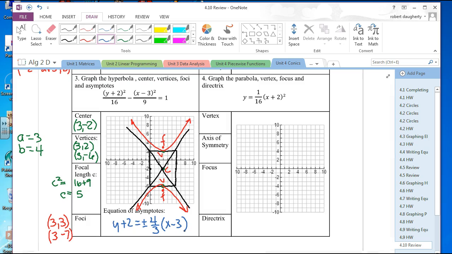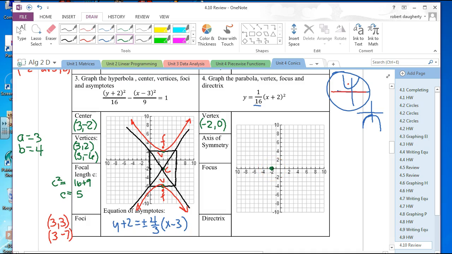Next one is a parabola. The x is the squared term. So for every y, I have two x's. That will look like this or like this, one or the other. I see a positive sign in front, so it's going to have to look like this. So that means there'll be a focus up here and a directrix below it. So the vertex of this parabola is going to be -2, 0.